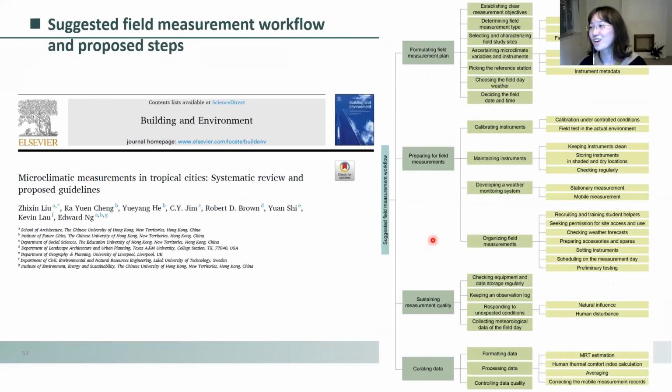So, okay, here is all the information I would like to present today. I hope you find this guideline paper helpful to your field test. And I really hope that you can read the guideline paper after today's seminar.